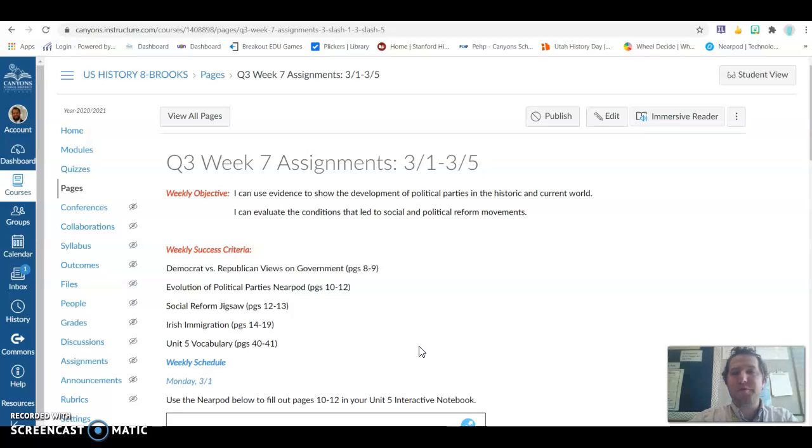The success criteria for this week's pretty straightforward. You're going to be completing pages 8 through 19 in your interactive notebook, and also the vocabulary on pages 40 to 41.